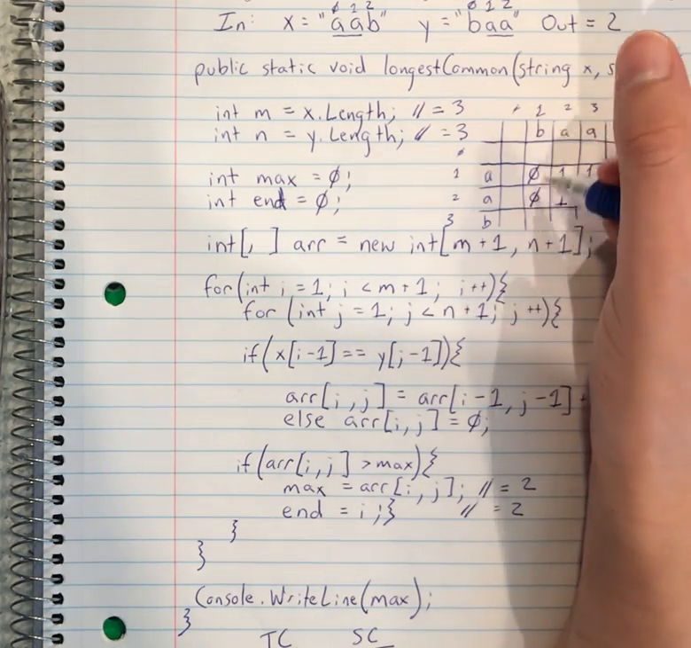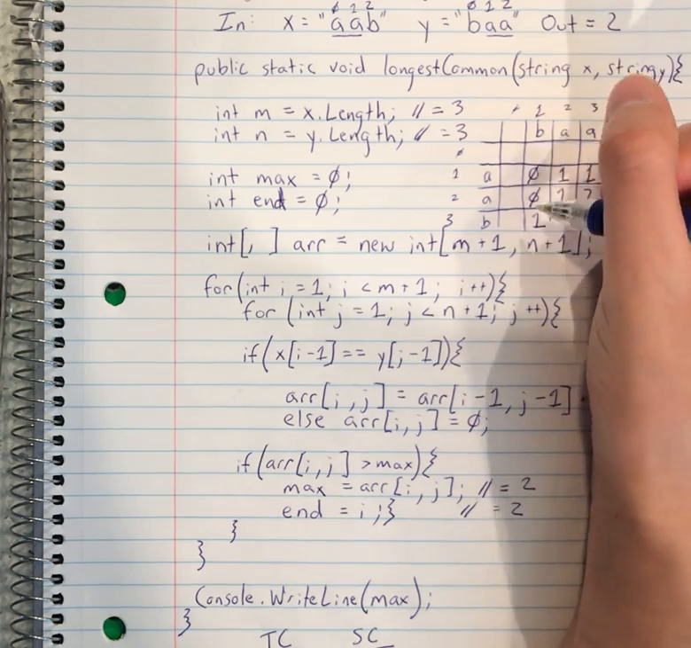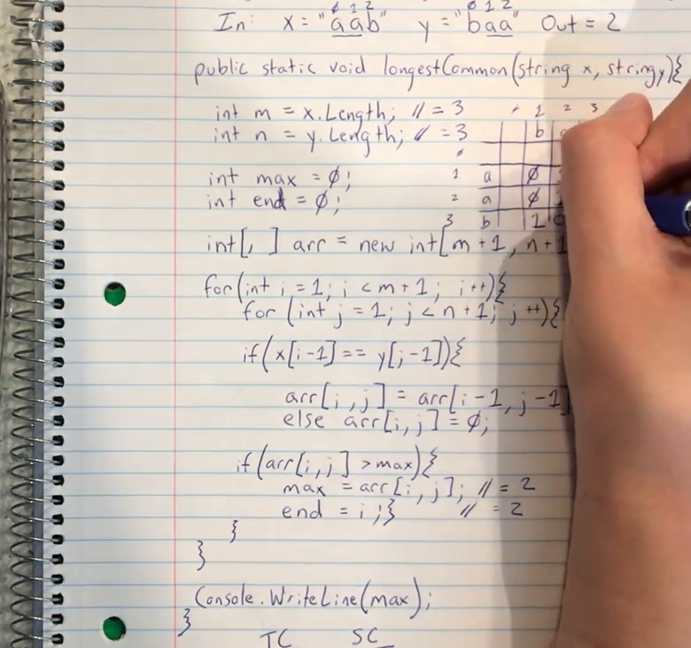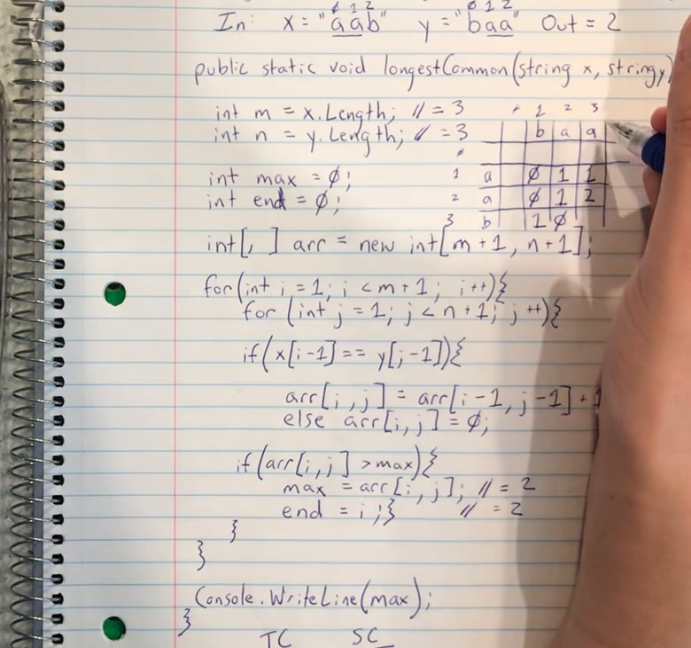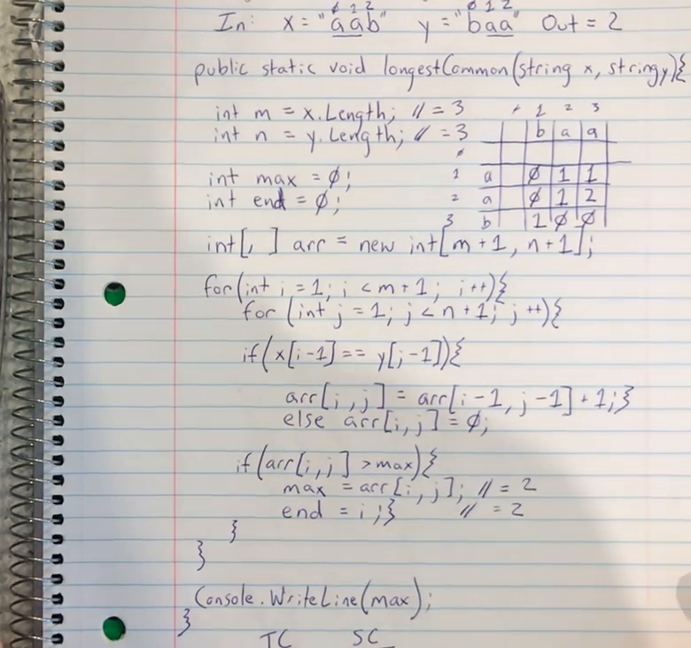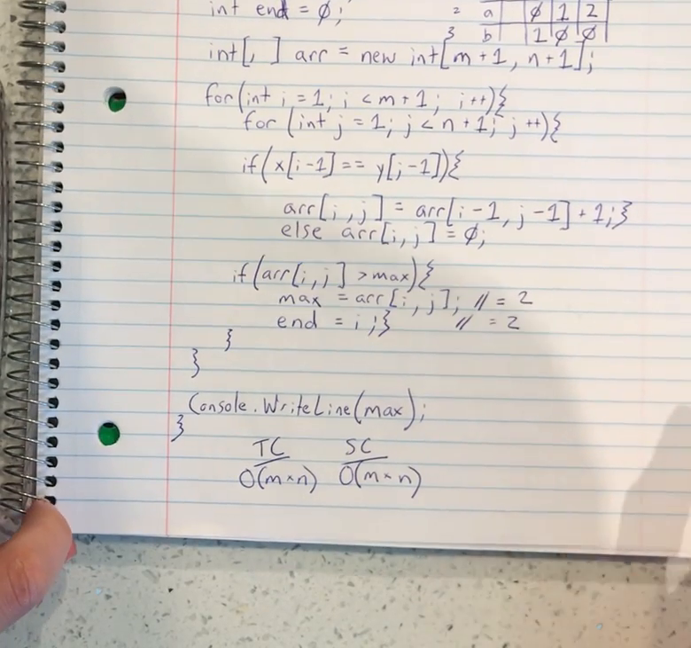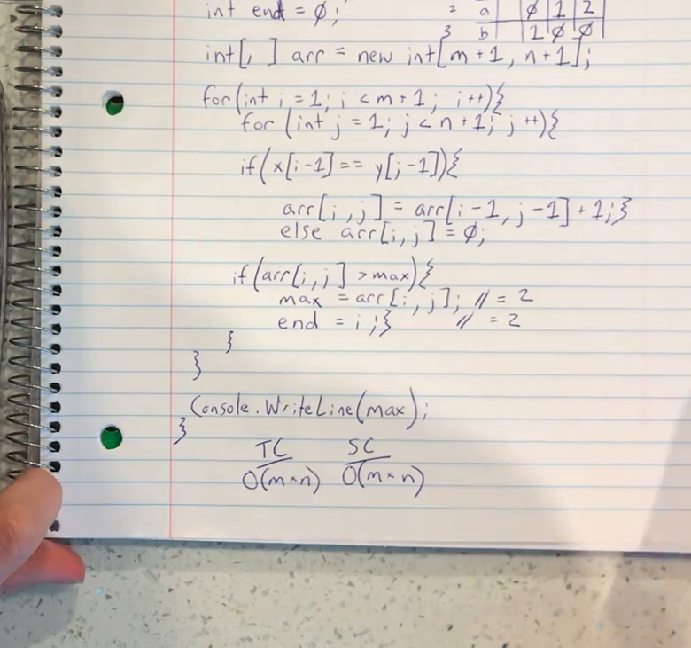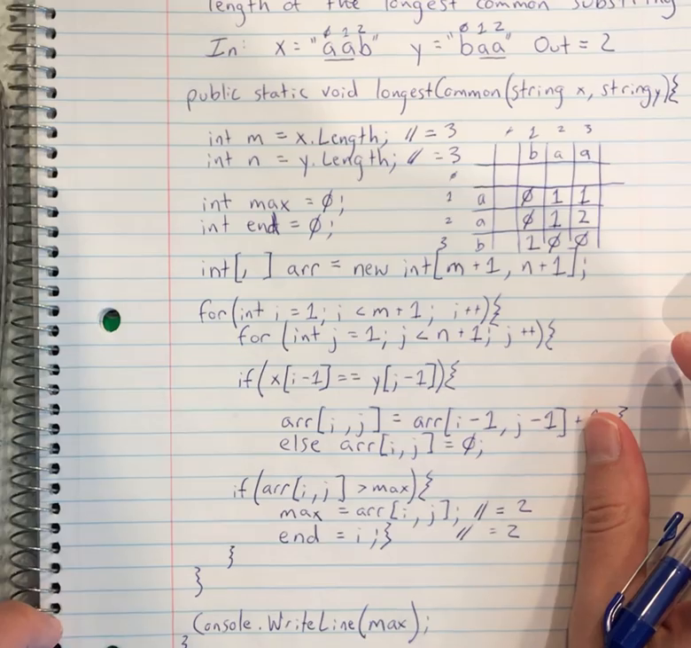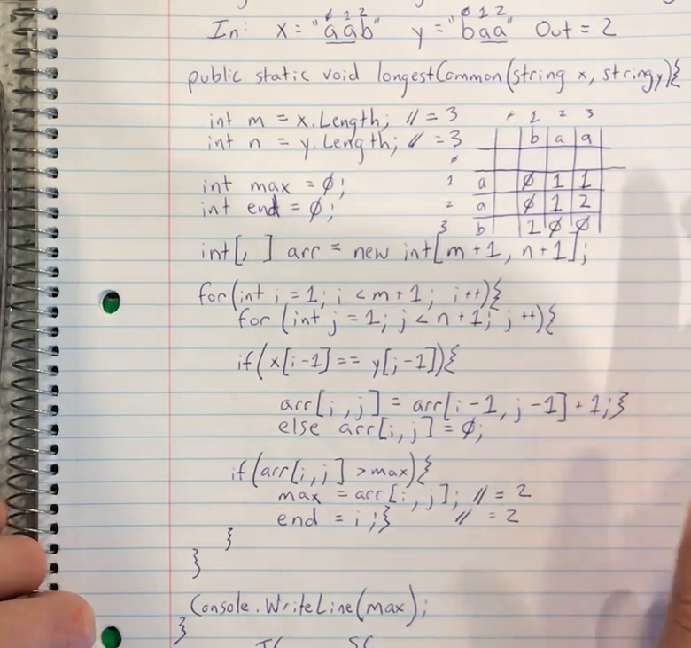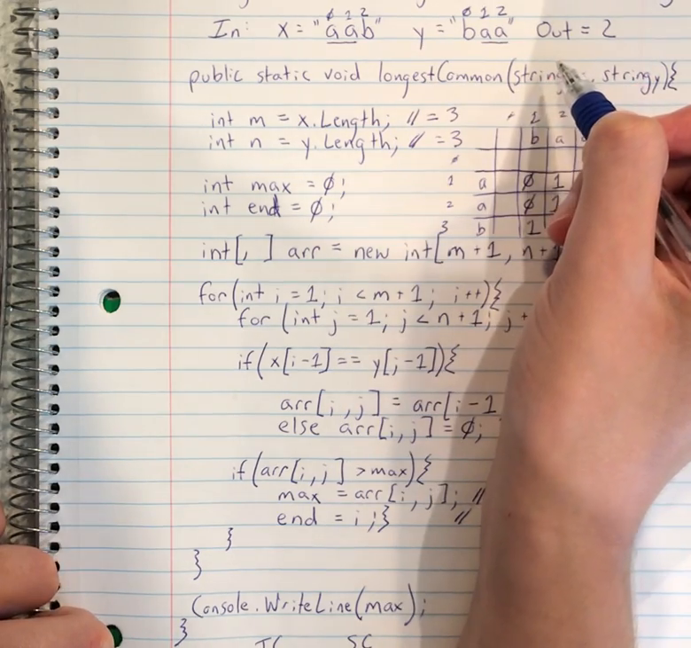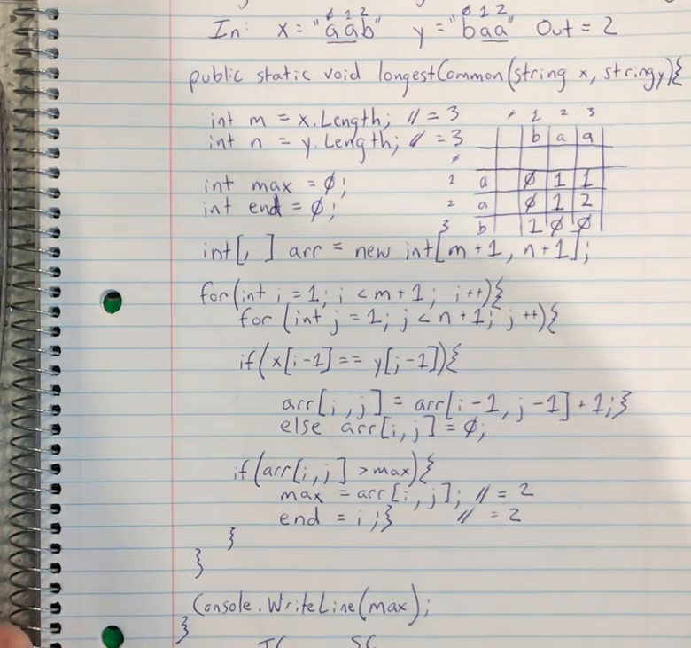Awesome. Moving on. B and B, they do match. Nothing plus 1 is 1. A and B, they do not match. And A and B, they do not match. So what gets printed out here is the value of max, which in this case is 2, and we can just sense check ourselves. Is the longest common substring, does it have a length of 2? And that answer is yes. So we're good.